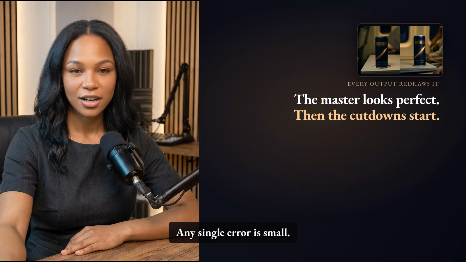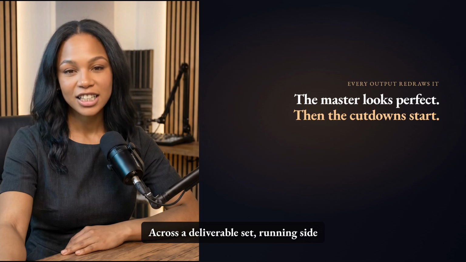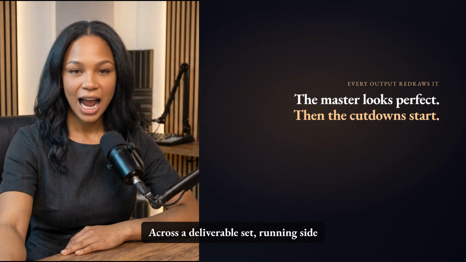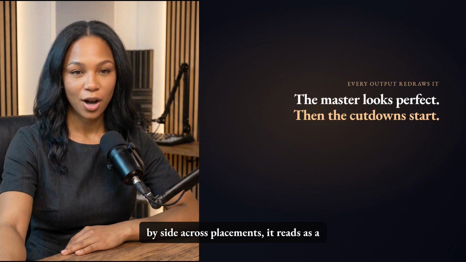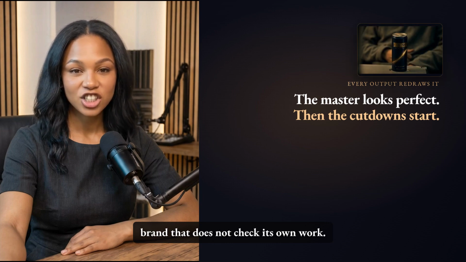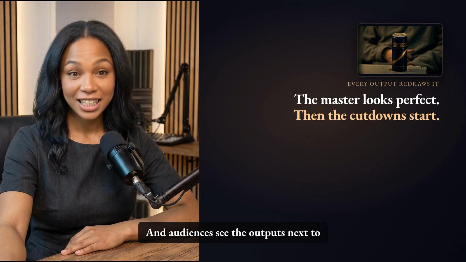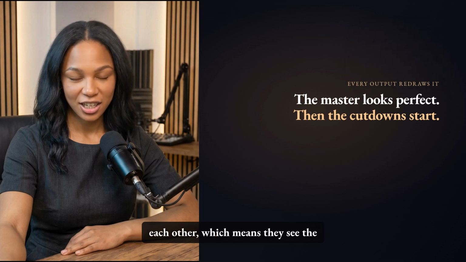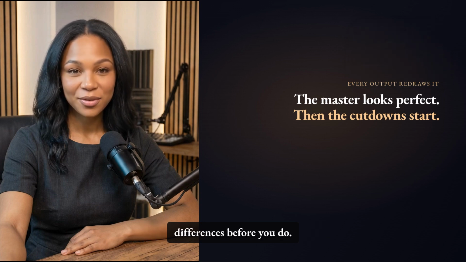Any single error is small. Across a deliverable set, running side by side across placements, it reads as a brand that does not check its own work. And audiences see the outputs next to each other, which means they see the differences before you do.